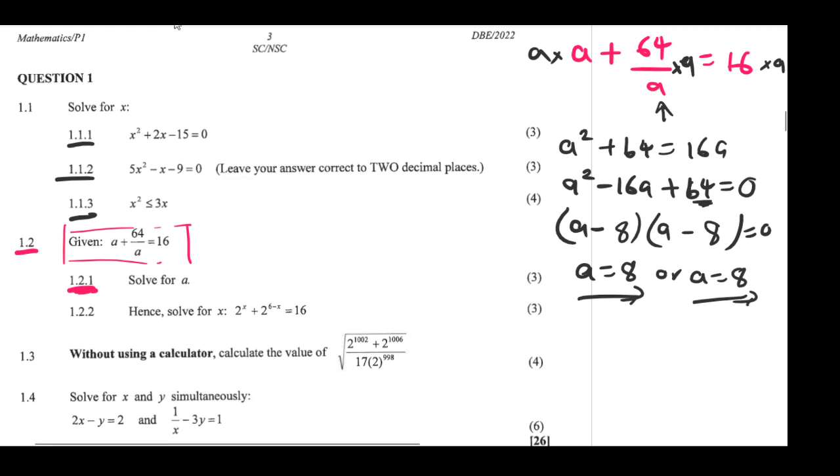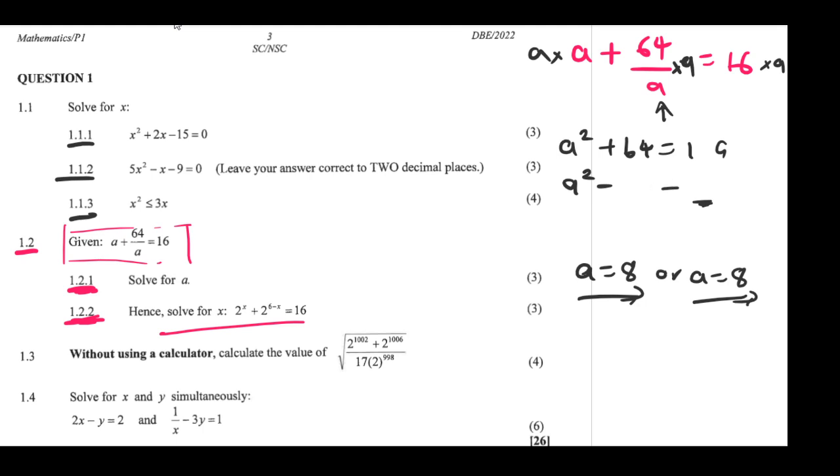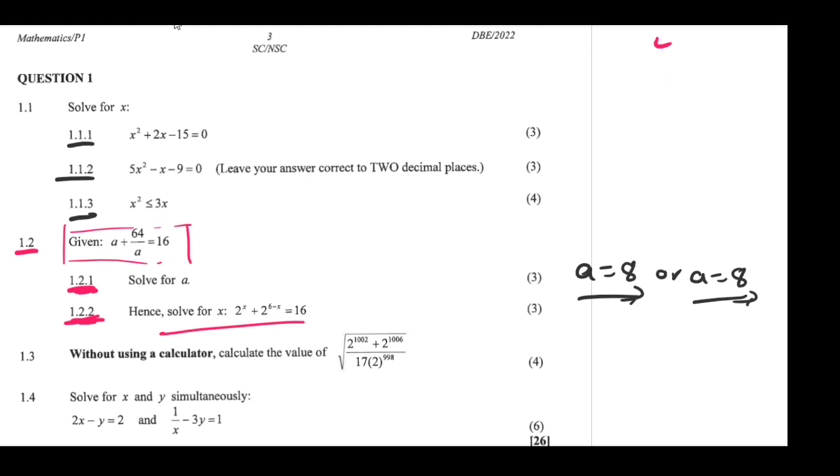And then 1.2, hence we must solve this, right? Please don't forget a is equal to 8, right? Let me not erase it actually, because the question says hence, it's very critical. It said hence, meaning there are chances that whatever you solved previously is going to be used.